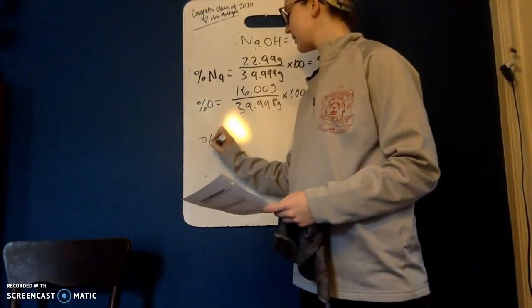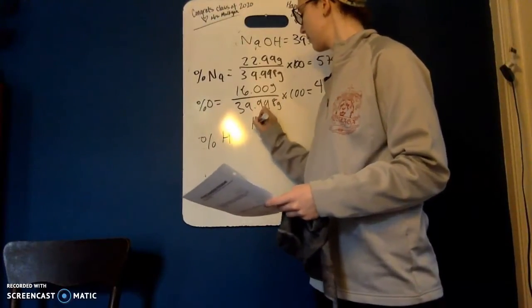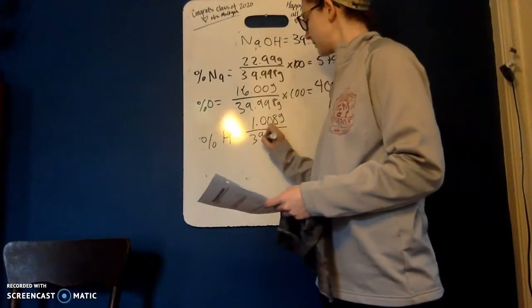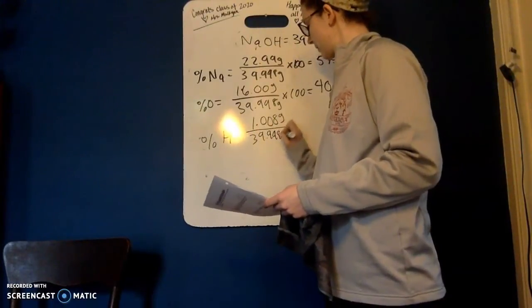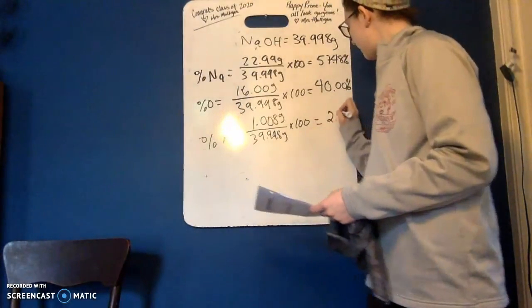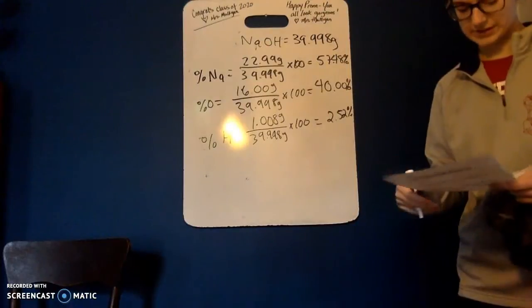And then for the percent of hydrogen, we're taking the molar mass of hydrogen, 1.008 grams, divided by the total molar mass, multiplying by 100, and we get 2.52% hydrogen for this compound.